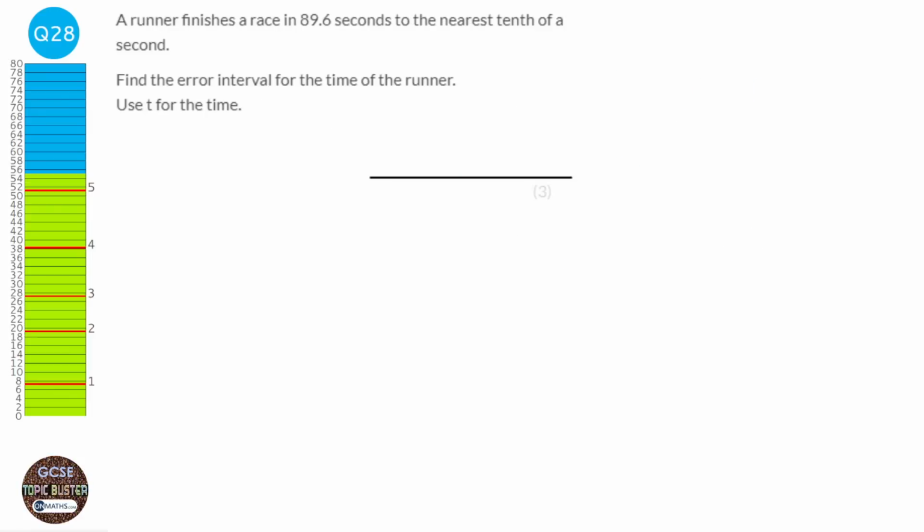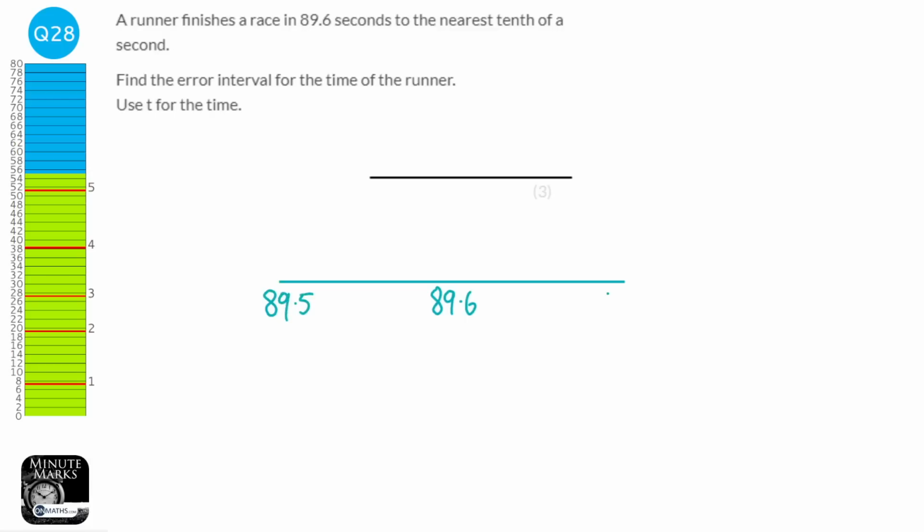To find an error interval, what we need to do is find the smallest and largest that a number can be. So I start by just drawing a quick number line, and we put our number in the middle, which is 89.6. Now we're looking to the nearest tenth, so I'm going to write down the next number down and the next number up in tenths. So the next number down would be 89.5, the next number up would be 89.7.